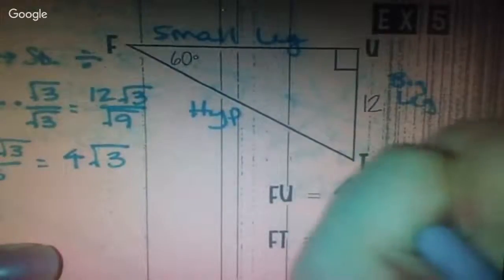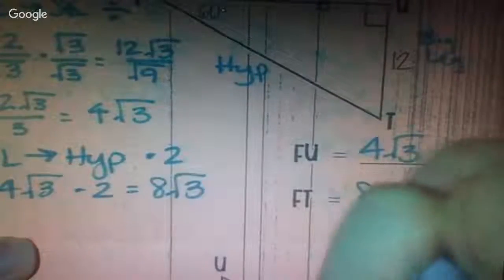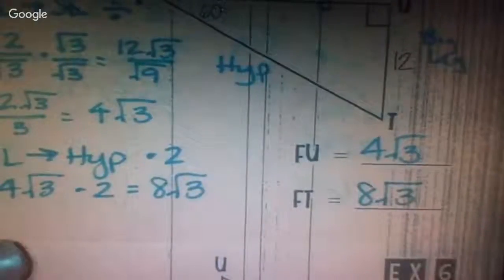4 square roots of 3. Okay, I still need to find my hypotenuse. So we've got to go small leg to hypotenuse. Multiply by 2. So 4 square roots of 3 times 2 is 8 square roots of 3. Remember, you're multiplying. So 4 times 2 is 8.